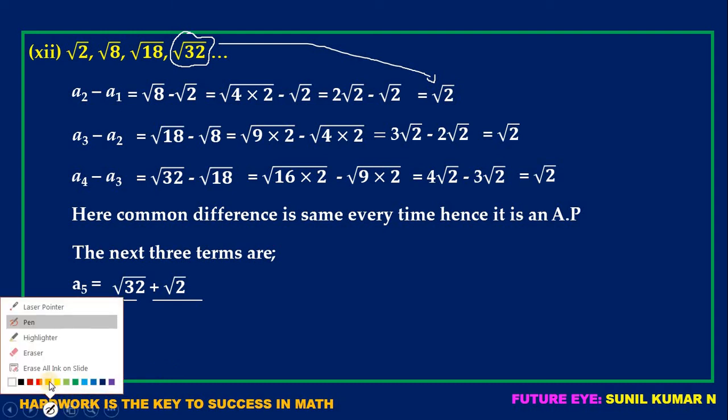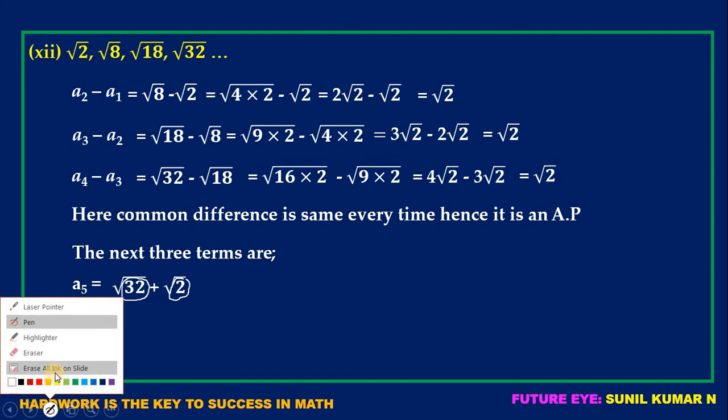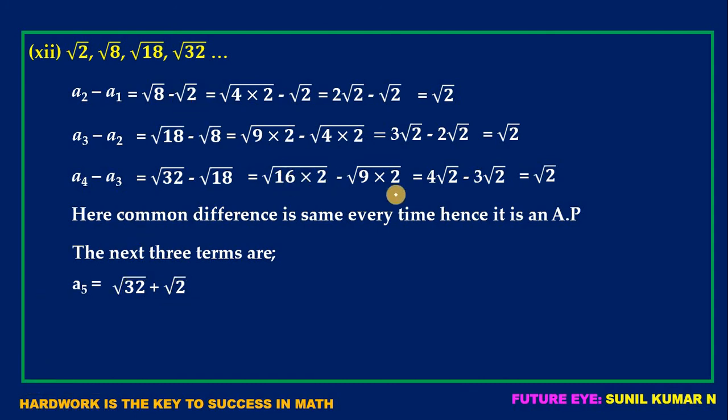But how to add? This you cannot add because inside the root, see what the numbers are. Here 32 is there, but here 2 is there. So you cannot add. But root 32, we can write as 4 root 2. See, we have written here 4 root 2. Hence, in the place of root 32, we can write 4 root 2 and root 2 you write as it is. See, now you can write easily. For 4 root 2, add 1 root 2, you will get 5 root 2.